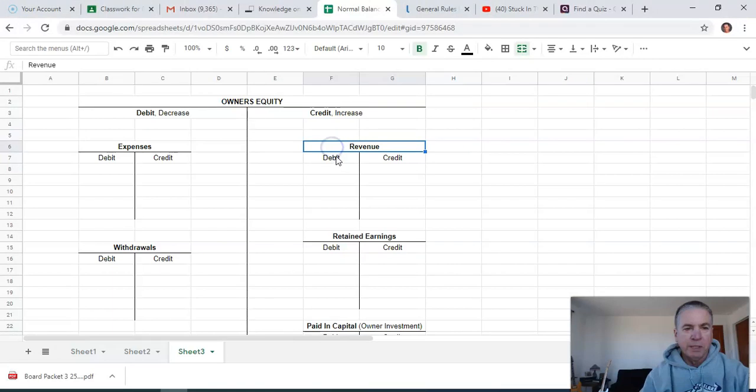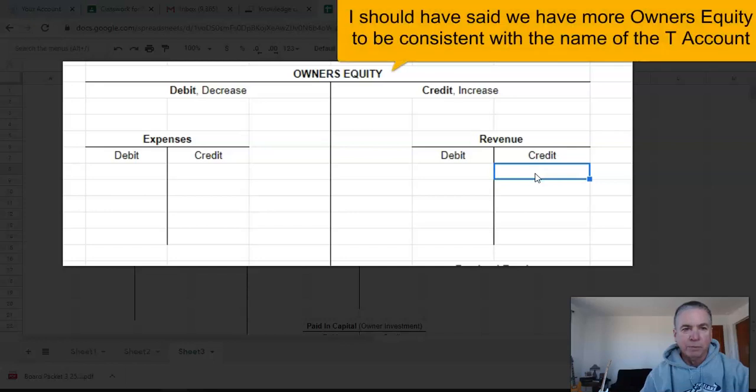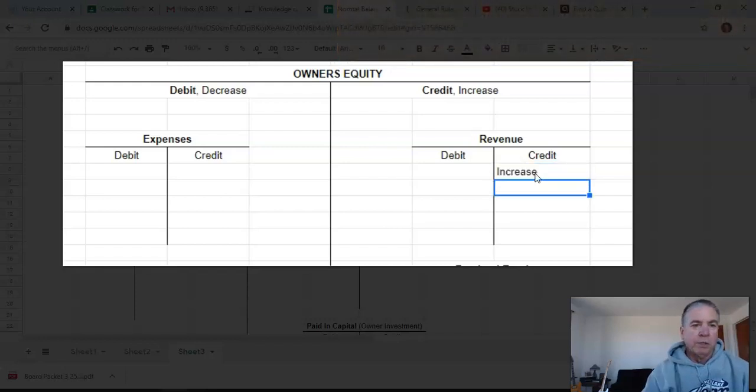Let's see why this makes sense. First of all, it's pretty easy to understand the revenue situation here, because if we sell something, we have learned that we're going to record that increase with a credit, and it just makes sense that if we sell something, our business is going to get larger. An increase in sales means we have more capital. So that's going to increase there on that credit side.